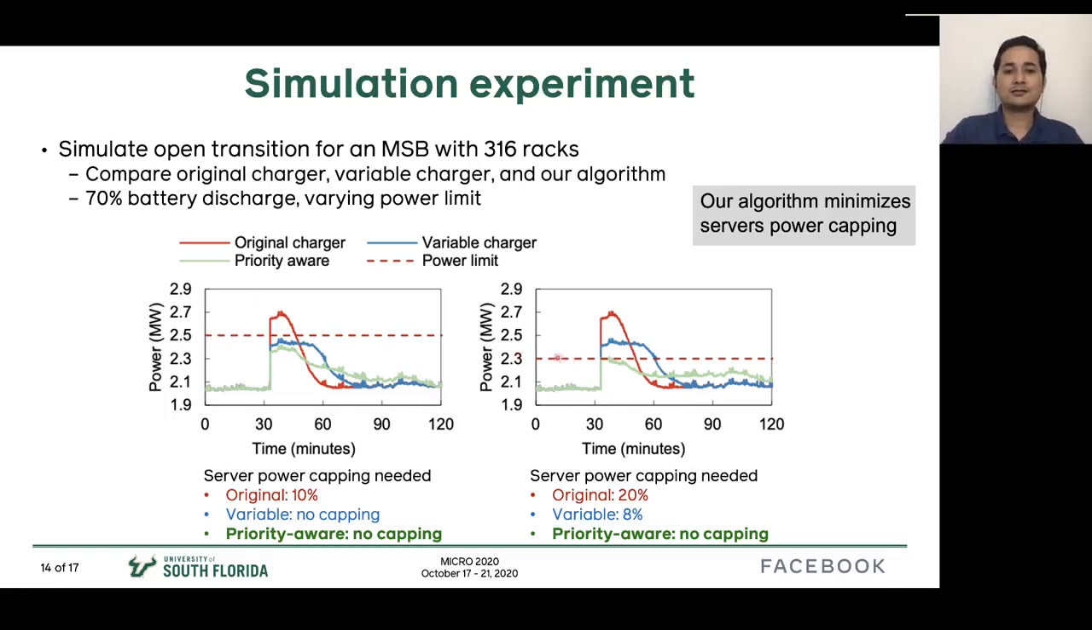We can see that the variable charger has a lower spike than the original charger. However, when the power limit is 2.3 megawatts, we can still have a power overload leading to power capping. On the other hand, the priority aware charging would proactively decrease the battery charging current and avoid any power capping. Hence, our algorithm minimizes server power capping.